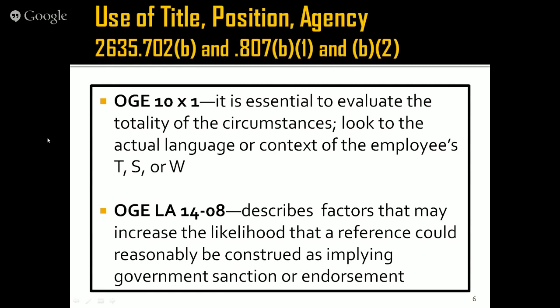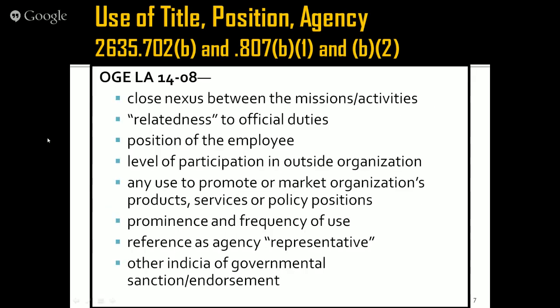And what 1408 tries to do is to basically lay out some factors that you should consider that would either increase or decrease the likelihood that a reference could reasonably be construed as implying a government sanction or endorsement. And if you go to the next slide, Patrick, this is kind of the laundry list of what we've given, and these all make pretty good sense, don't they?